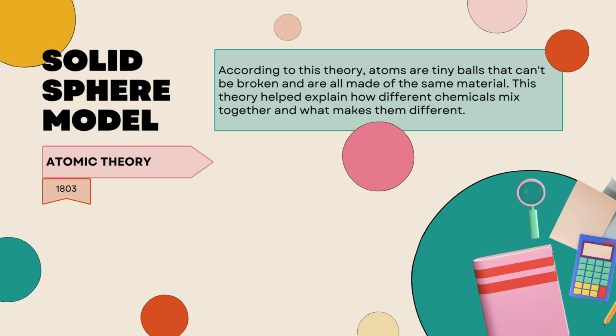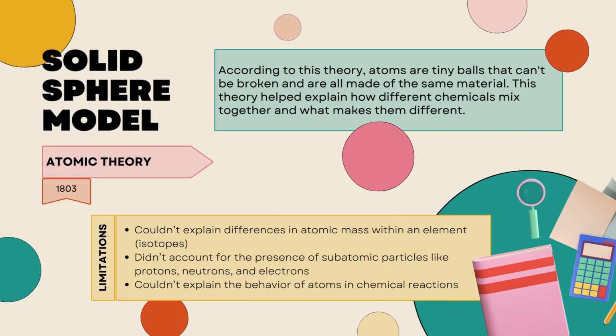He only tells us that the atom has a ball-like structure and how chemical reactions occur and how they are different from them. This model has some limitations. First, he couldn't explain differences in atomic mass within an element. His model doesn't explain the atomic mass.